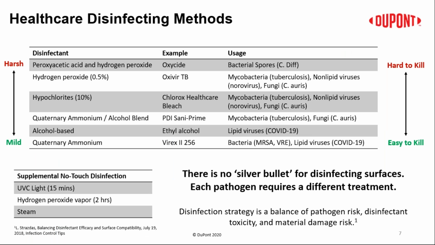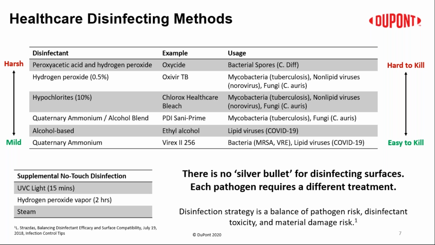So what does a disinfection strategy look like? Well, it depends. It depends on what you're trying to manage. There are certain pathogens like bacterial spores, mycobacteria, non-lipid viruses, and fungi, which are very difficult to kill, and they require harsh disinfectants. So things like peroxyacetic acid, hydrogen peroxide, hypochlorites. There are other pathogens that are much easier to kill, bacteria and lipid viruses like COVID-19. These can be handled with much more mild disinfectants like alcohol or quaternary ammoniums.